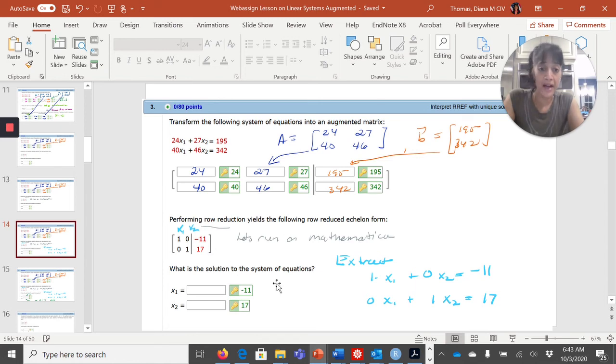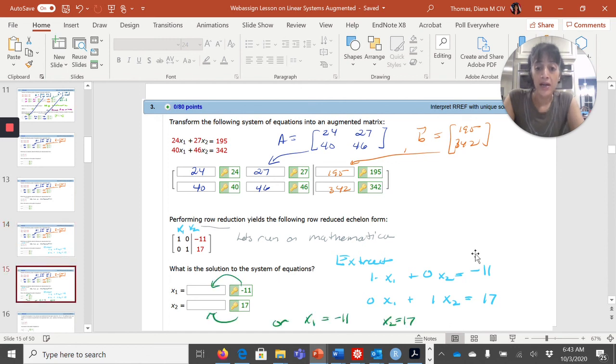So if I extract back out, I get 1 times x1 plus 0 times x2 is minus 11, and 0 times x1 plus 1 times x2 is equal to 17. So that's what goes in here. So that's exactly how to do this problem.